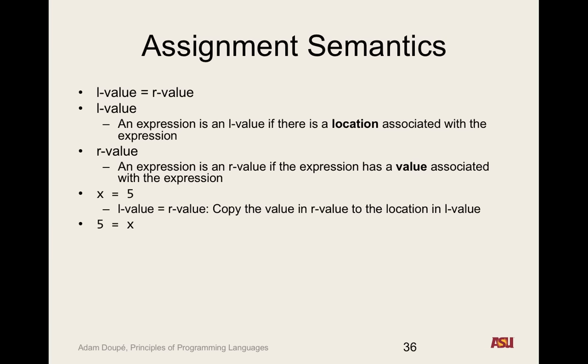So can we ever have 5 equals x? Somebody who says no, say why. Yeah? No, because 5 doesn't have a location associated. Right, so 5 doesn't have a location associated with it, so 5 cannot be an L value. Yeah? Well, if the language allowed you to create a variable called 5, would you then be 5? Yes, if the language allowed you to do that, because it's a terrible, terrible language, then yeah.